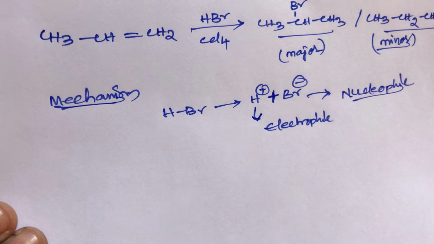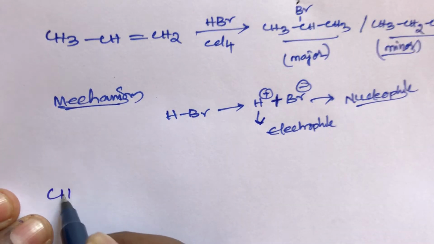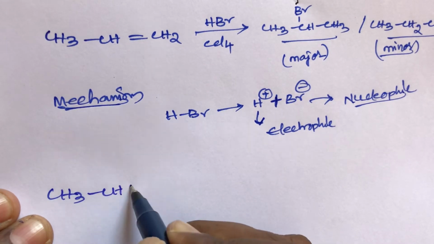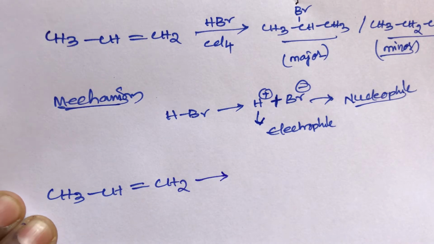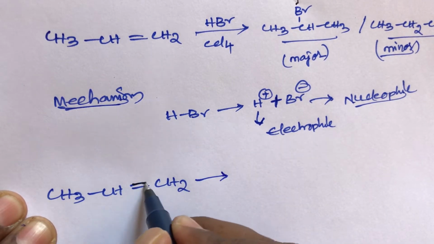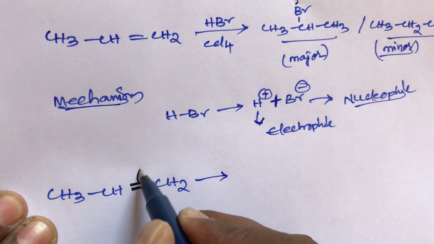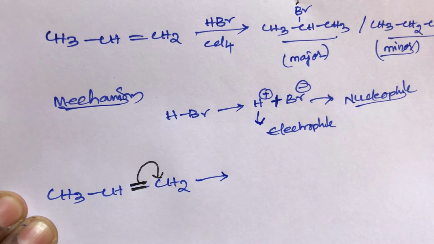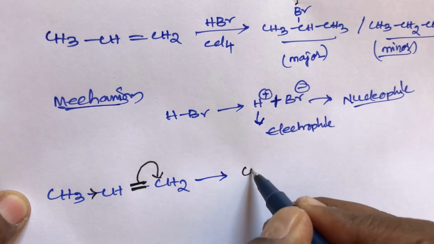So in this electrophilic addition reaction, take propene, CH3-CH=CH2. I will give the explanation step by step, students. The first step is bond breaking. This double bond, the pi bond, is a weak bond, so it shifts towards the right hand side due to the presence of a +I group. This CH3 group is a +I group, which is always an electron releasing group, so the bond always shifts towards the right hand side.